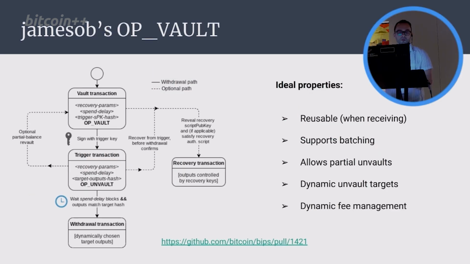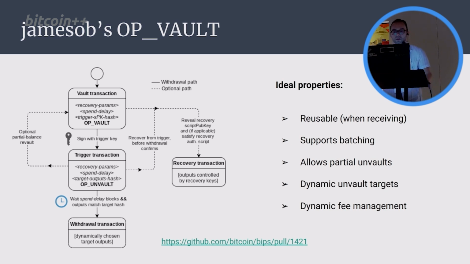This is inspired, of course, by the design that James O'Beirne did for OP_VAULT. The version in OP_VAULT has a little bit more features than what I presented in the previous slides. It defines a sort of ideal properties that are quite compelling of what a vault should be. And the demo that I will show actually implements this version of the state machine, so it has all these features. So what are these features that we want?